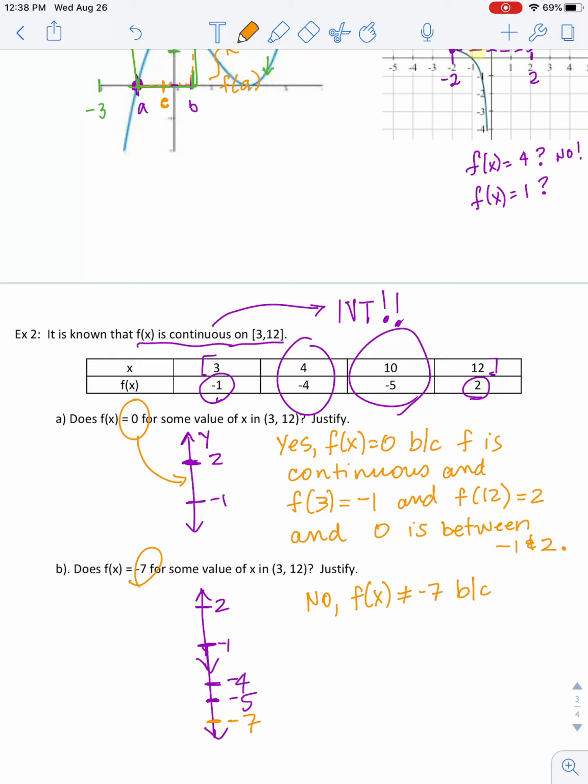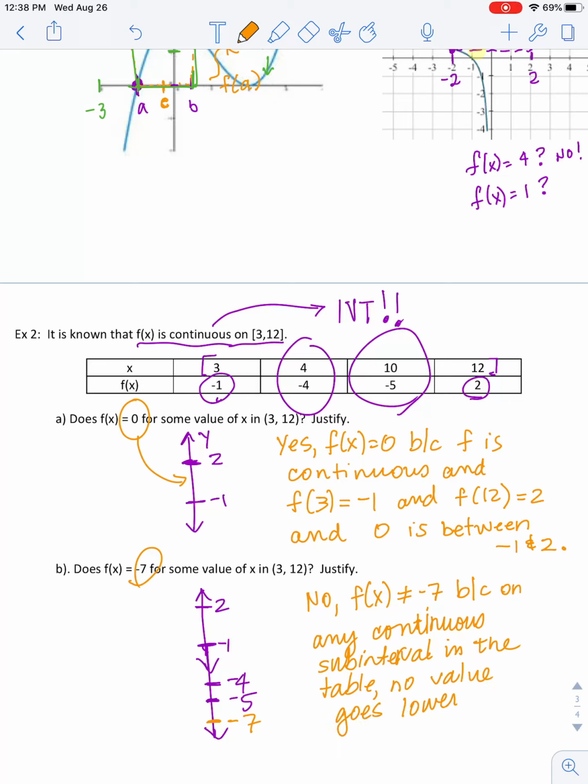because on any continuous subinterval in the table, no value goes lower than -5. Okay, so that would be enough.